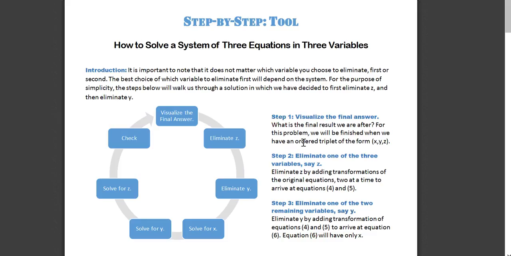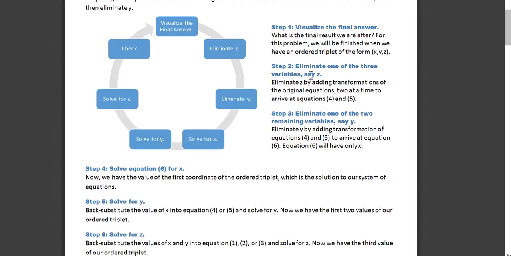The guide said, after step 2, when we eliminate z and come up with equations 4 and 5, we go on to step 3, which is to eliminate one of the 2 remaining variables, say y. Thing is, y has already been solved for, so we actually get to skip this step and just start back substituting. And what we can do is back substitute until we can solve for another variable. So let me show you what I mean.